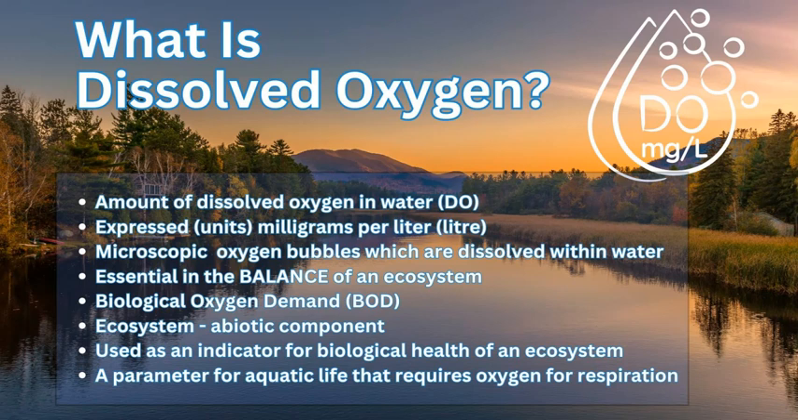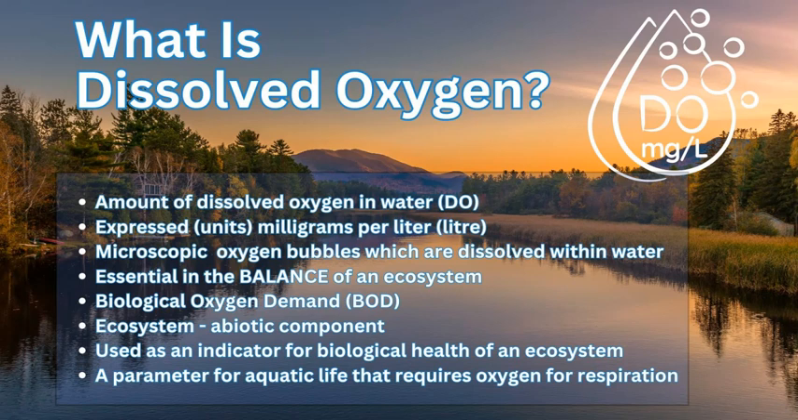Now, essentially, this creates a balance in our ecosystems for both the abiotic and biotic components. So the oxygen allows the biotic component, the life part of the ecosystem or the environment, to flourish. Also, we can relate this to BOD, which is the biological oxygen demand, which again is a parameter or a proxy indicator for the health of an environment.